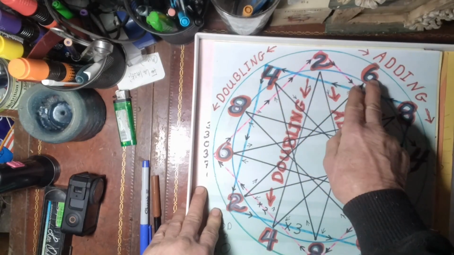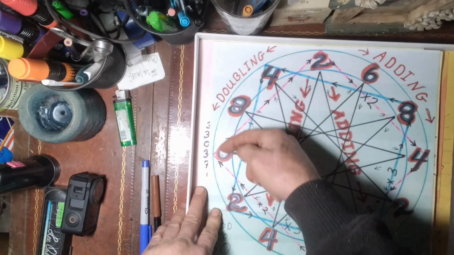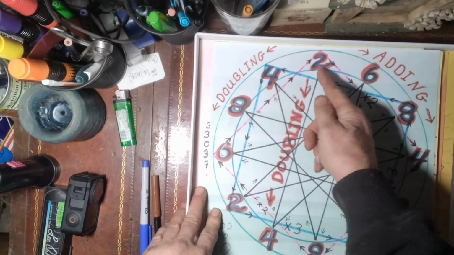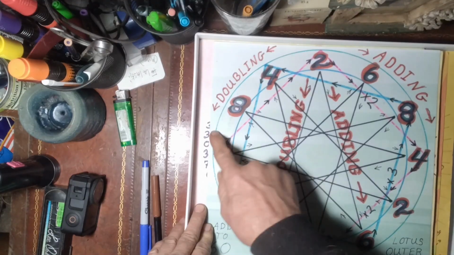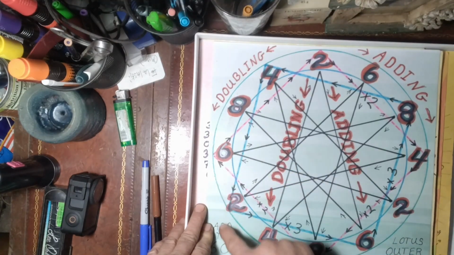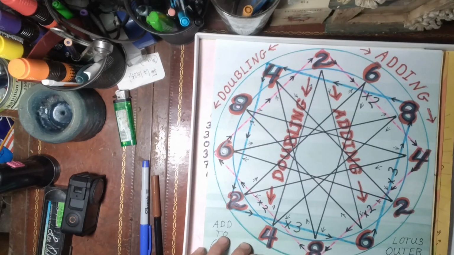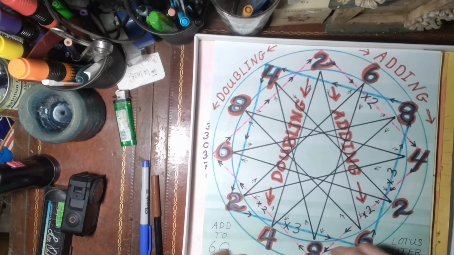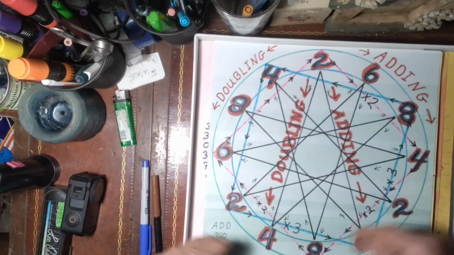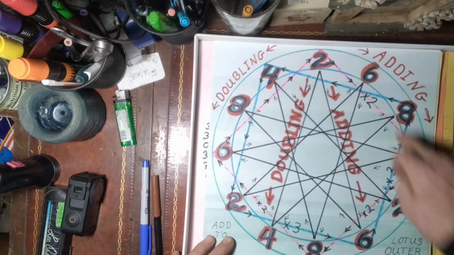Four plus 2 is 6. 2 plus 6 is 8. It's an adding pattern. You have a doubling pattern going this way. 2 times 2 is 4. 4 times 2 is 8. 8 times 2 is 16. Drop the 10. 16 times 2 is 32. Drop the 10. 32 times 2 is 64. Drop the 10. 64 times 2 is 128. Drop the 10, you got your 8. It doesn't matter how, you've got a doubling pattern going in the counterclockwise direction.